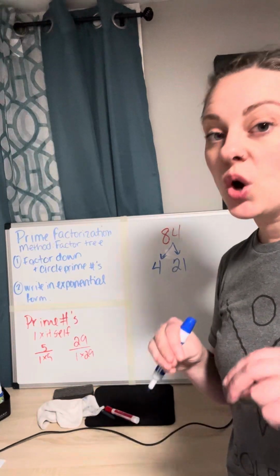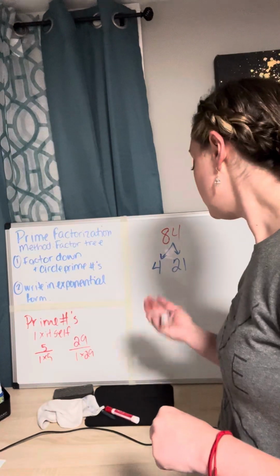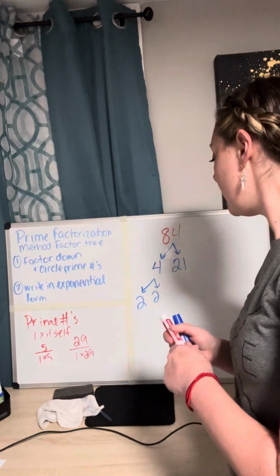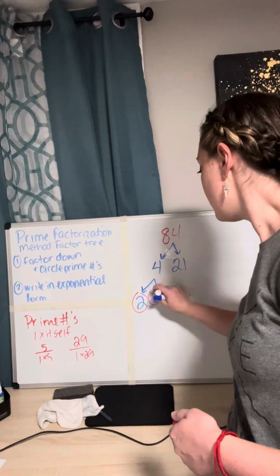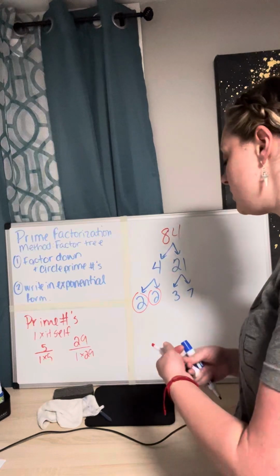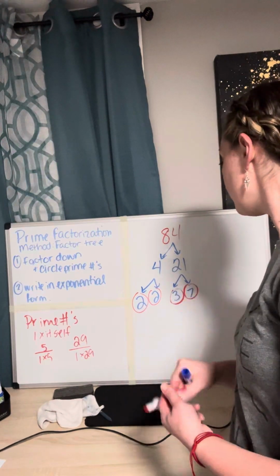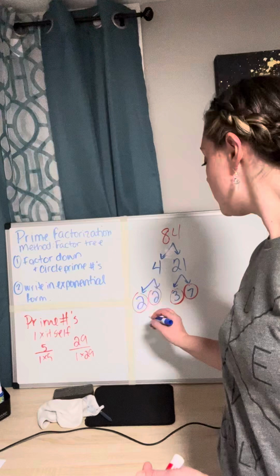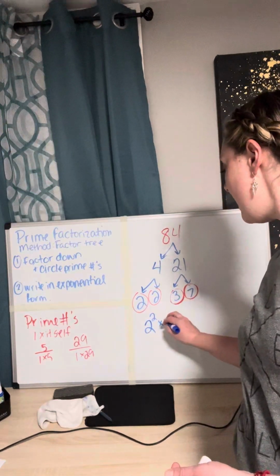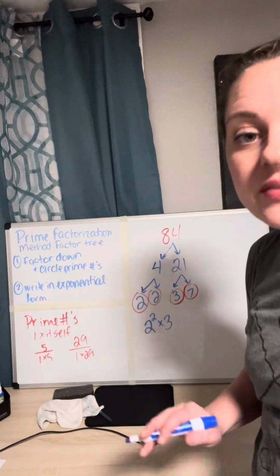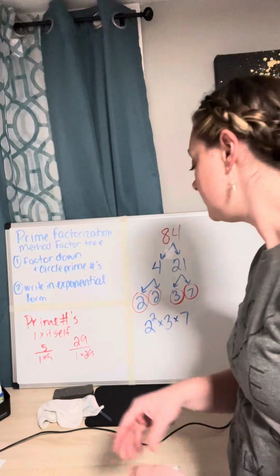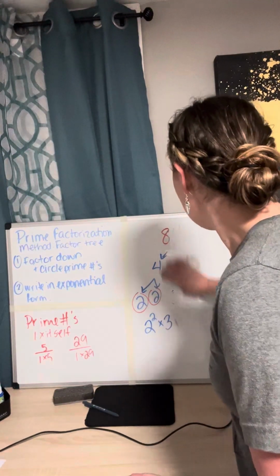It's only prime if it's only 1 times 21. So I'm going to break down my 4. I get 2 and 2. Those are both prime, so I circle them. And then my 21, I get 3 and 7, and those are prime, so I circle them. And then I start with my smallest to biggest. So I have 2, and I have 2 of those, so 2 squared. I only have 1 3. Don't put an exponent, just leave it at 3. And then I have 1 7. That's your prime factorization.